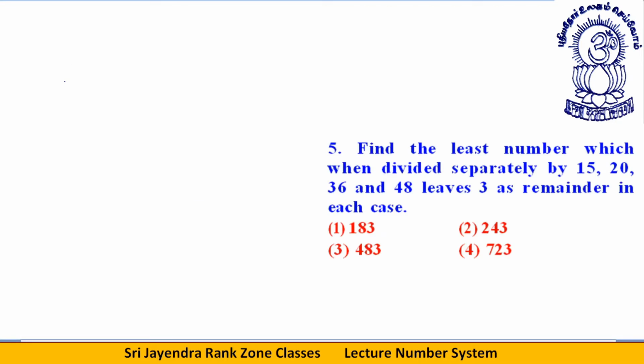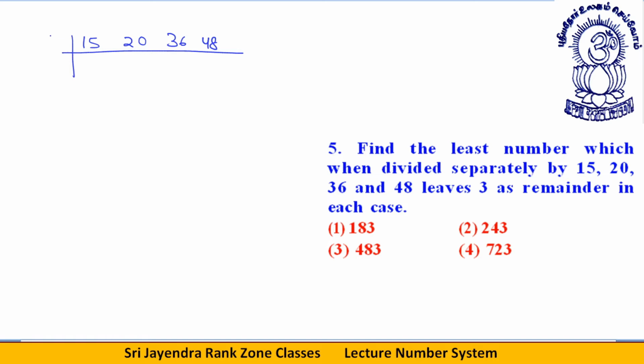Let's take one more example of this type. Find the least number which, when divided separately by 15, 20, 36, and 48, leaves 3 as remainder in each case. Look, first of all, find the LCM of 15, 20, 36, and 48. It leaves remainder 3 in each case.